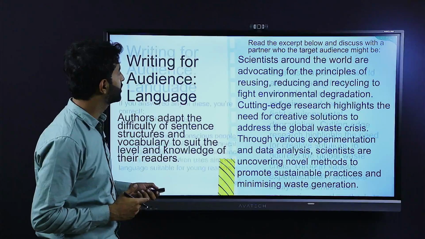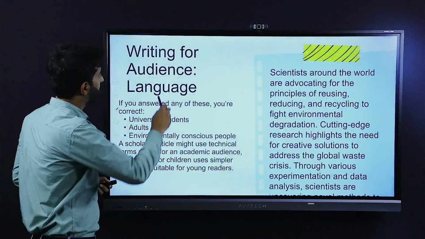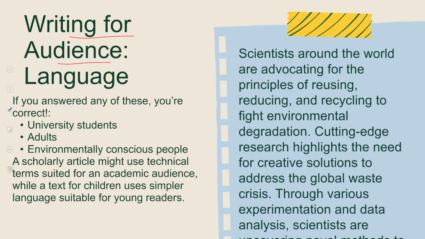Next one is writing for audience. Now, if you answered any of these, you are correct. This text was written for university students, for adults, not for children, environmentally conscious people. A scholarly article might use technical language, terminologies suited for an academic audience, while a text for children uses simpler language suitable for young readers.